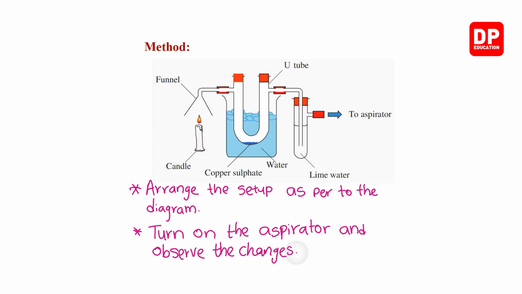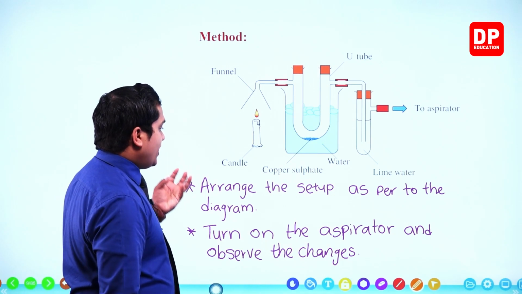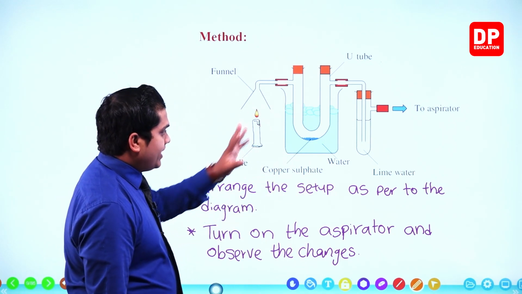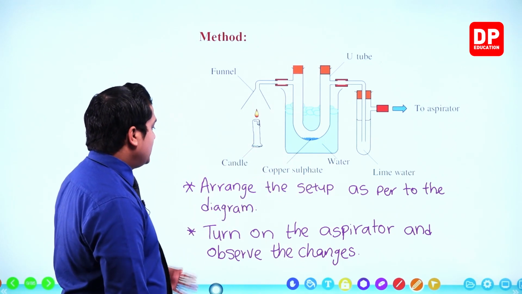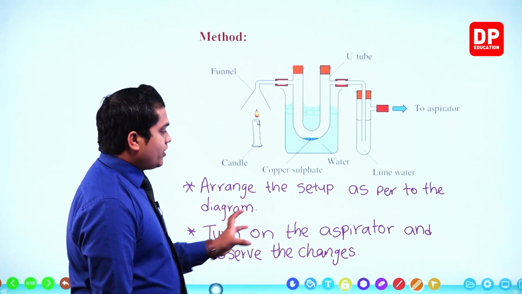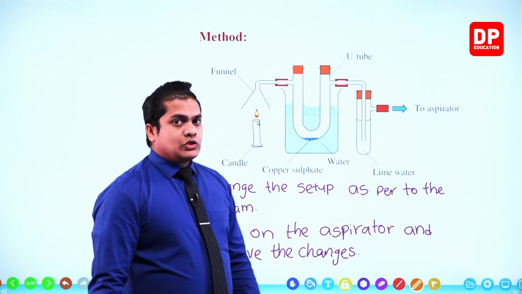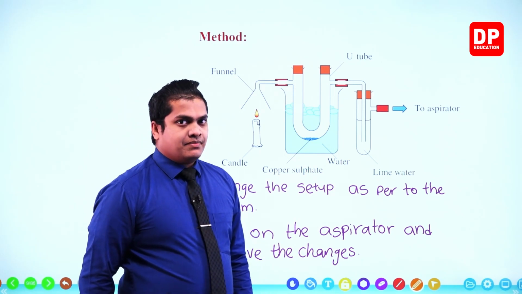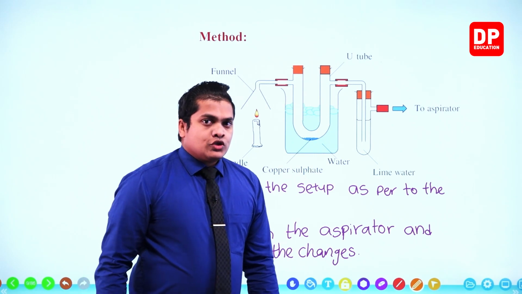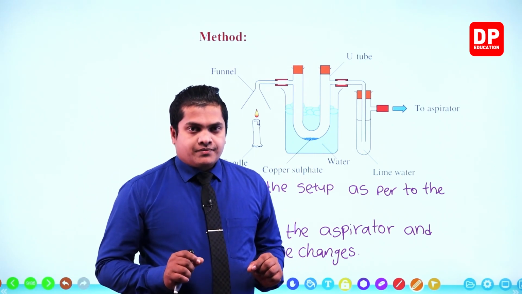Right. So what do you have to do? Very simple, my dear children. First of all, you have to arrange the setup as per the diagram which is given here, right? Then my dear children, you have to turn on the aspirator and you need to observe the changes, right? So this is how to do the activity. Very simple, right? So now let's head on to the laboratory, my dear children.